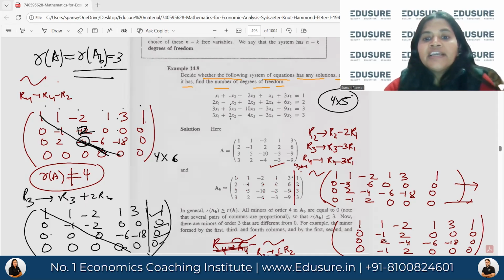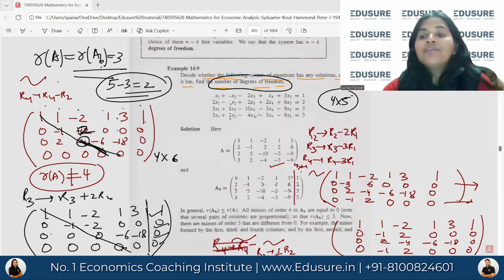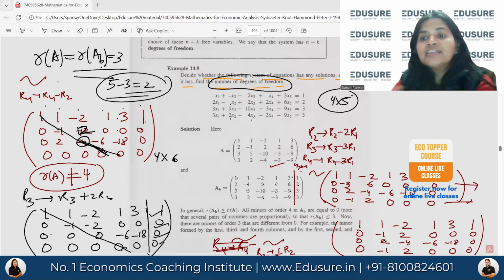So what are the degrees of freedom? Okay. So how many variables are there? There are 5 variables. Since there are 5 variables, the number of degrees of freedom will be 5 minus 3 is equal to 2. That means out of these 5 variables, any 2 variables can be assigned values arbitrarily. So I can take x1 to be A, x2 to be B, and then I can solve the remaining system of equations.